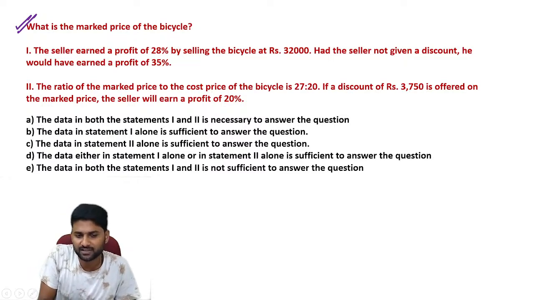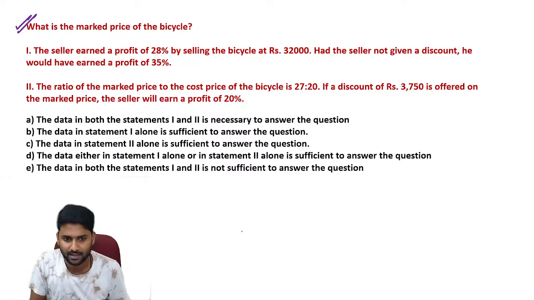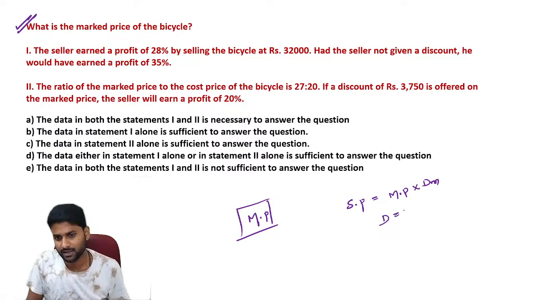You have to identify which of the data is sufficient to get the market price of this cycle. Let me tell you about market price. The selling price of an article completely depends on the market price into the discount multiplier. Let me help you out. If the discount is 20%, the discount multiplier means 80%. If you subtract the discount from the market price, you get the selling price.